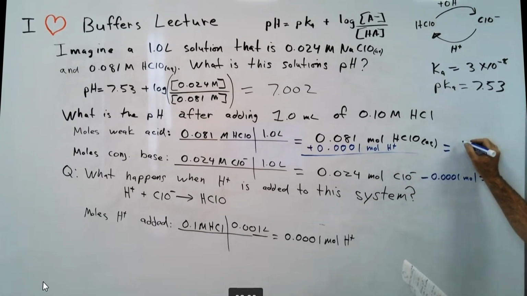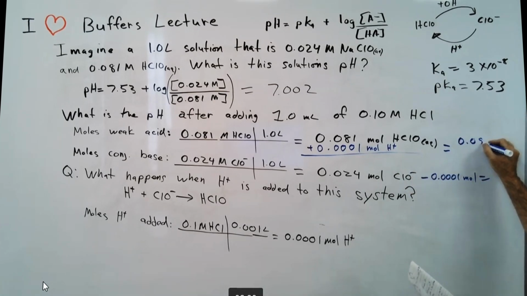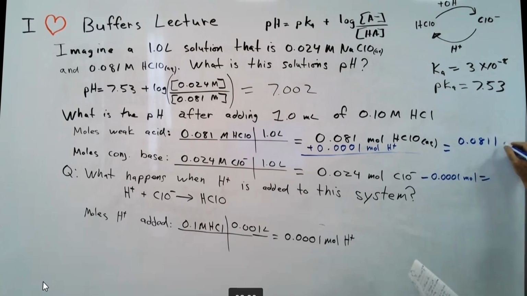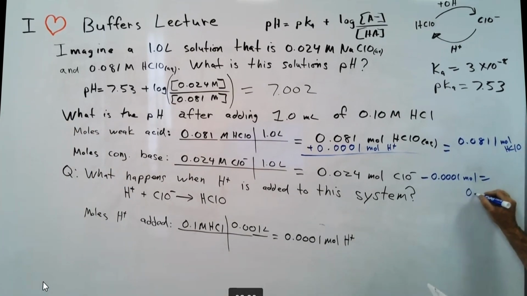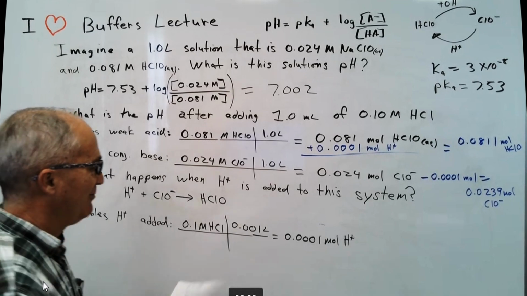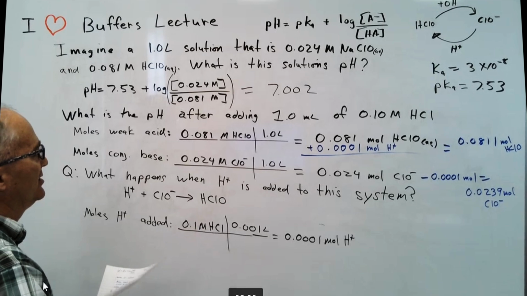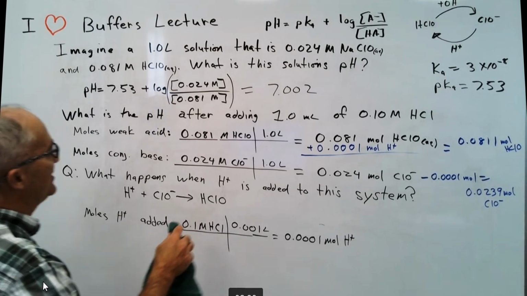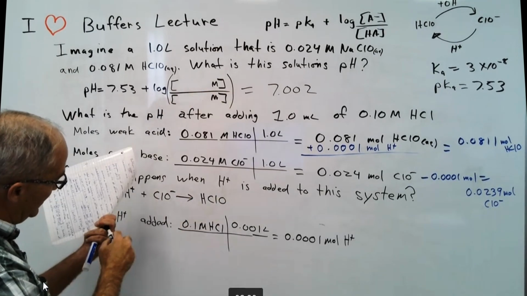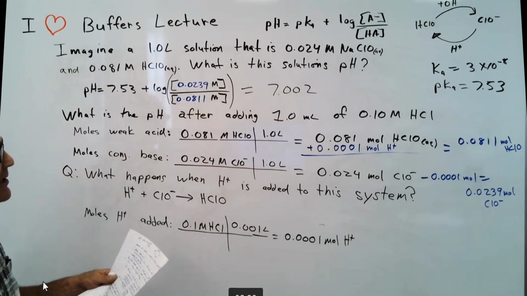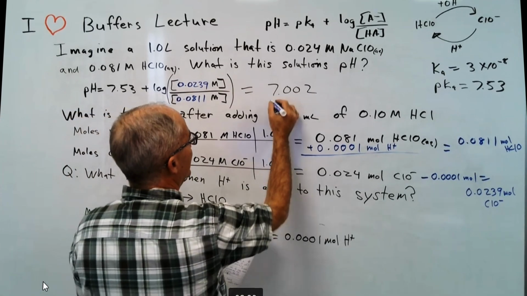All right, so here I'm going to have 0.0811 moles of my weak acid. And over here I'm going to write it down here. I'm running out of room. 0.239. So now we're ready to go. I get to plug this back into my Henderson Hasselbalch equation. Since I'm running out of real estate, I'm going to just plug in these new values, punch that into my calculator, and here's what I get.